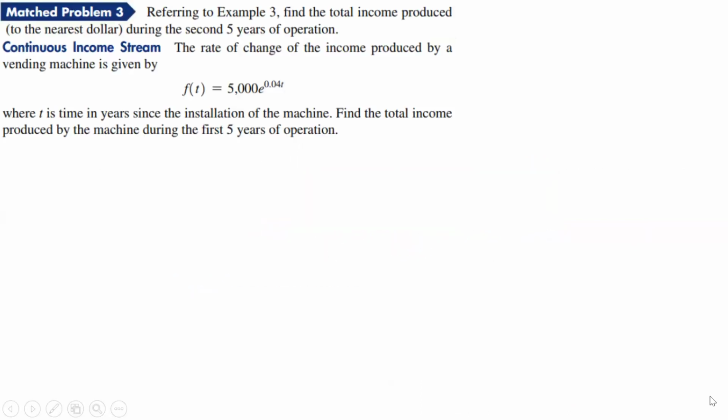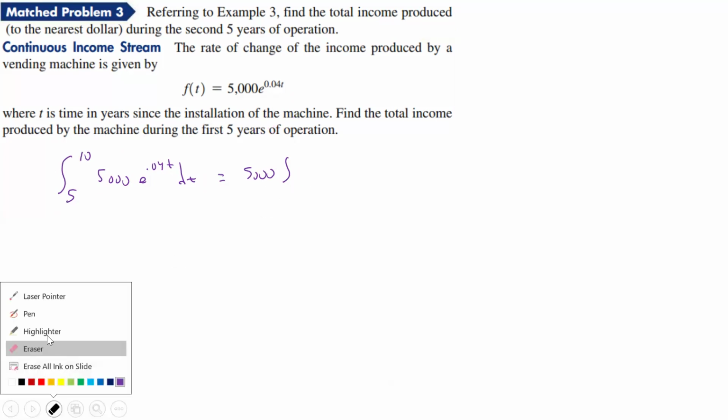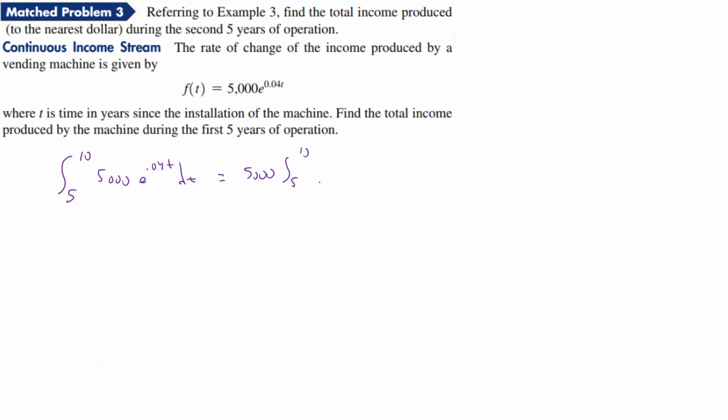All right. So let's do this one. It says, refer to example 3 to find the total income produced, to the nearest dollar, during the second 5 years of operation. The first problem said during the first 5 years. Well, for the second 5 years, we're going to integrate from 5 up to 10. We're just going to use our function, 5,000 e to the 0.04 t dt. So let's rewrite that as 5,000 times the integral from 5 to 10 of e to the 0.04 t dt.